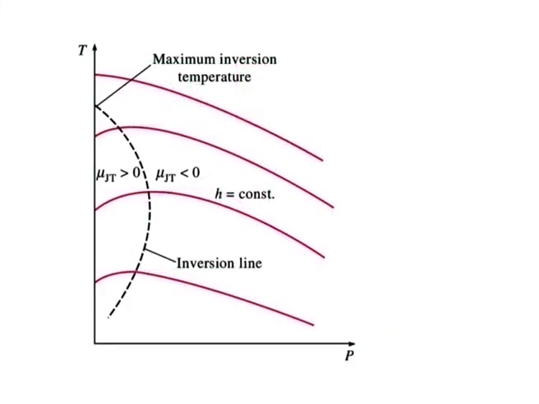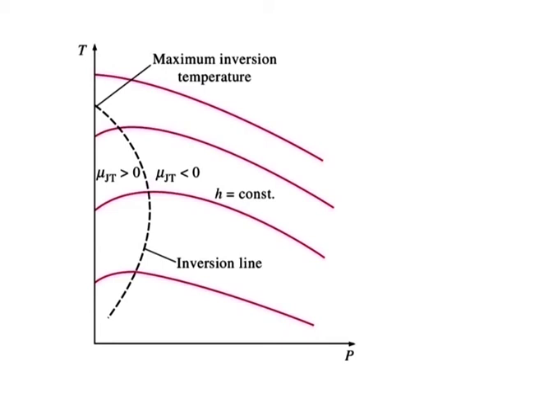Plotting the temperatures against the pressures gives us a H is equal to constant line on a TP diagram. Repeating the experiment for different sets of inlet pressure and temperature and plotting the results, we can construct a TP diagram for a substance with several H is equal to constant lines.